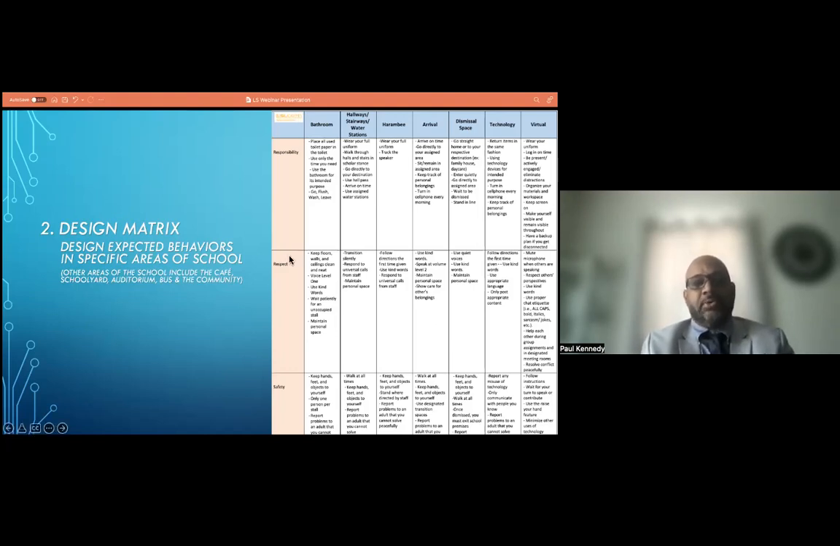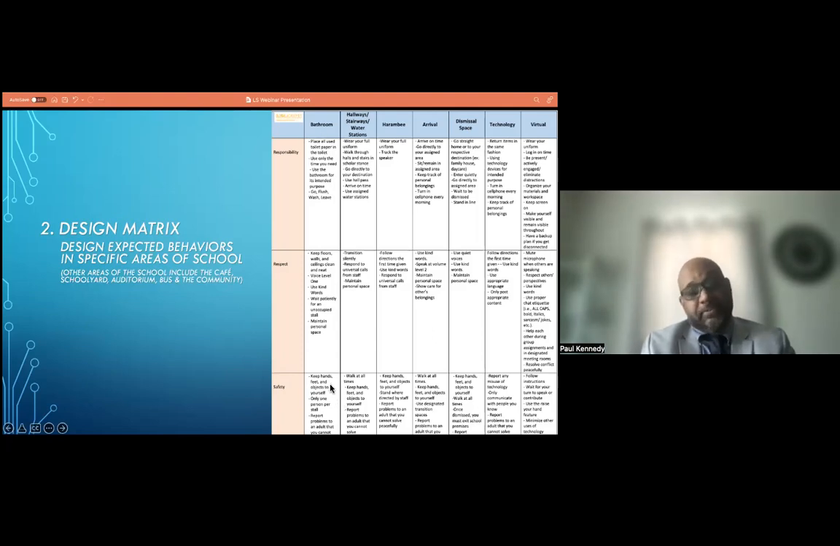And as you can see in this example, which is the actual document, we list what the expected behaviors are for responsibility. Let's just take the bathroom. We list the behaviors that show respect when they are using the bathroom facility, and we show how they are being safe when using the bathroom facility. Now, we actually have posters in the bathroom that state all these things.